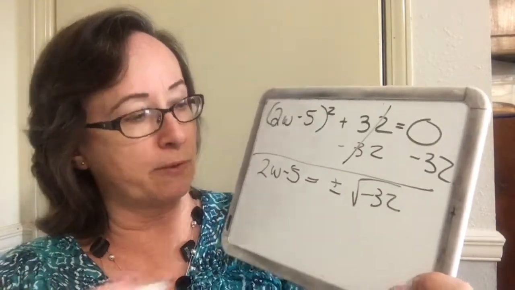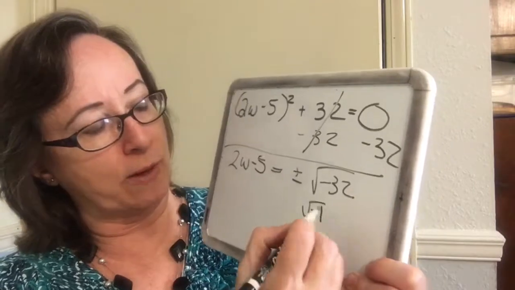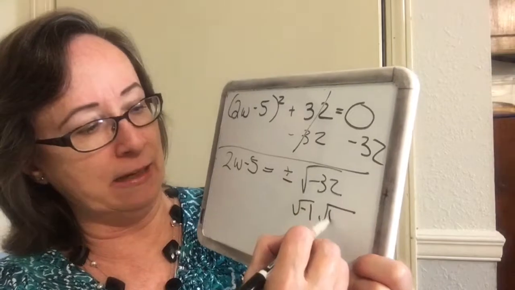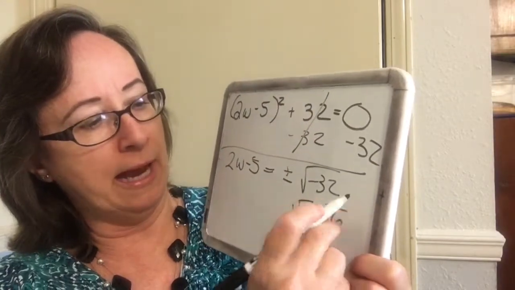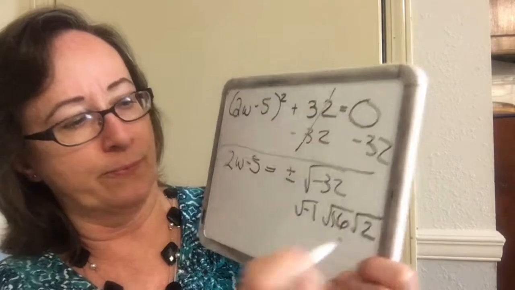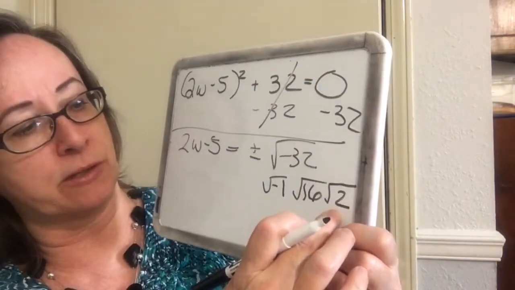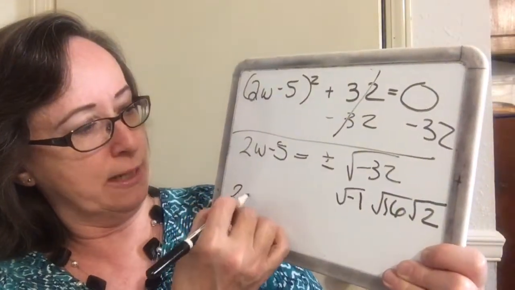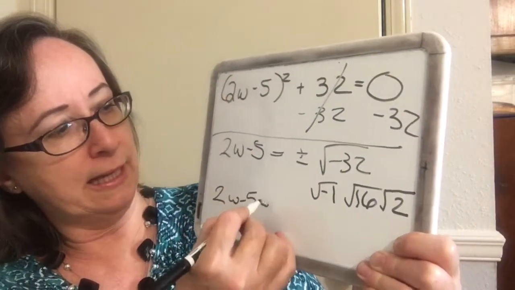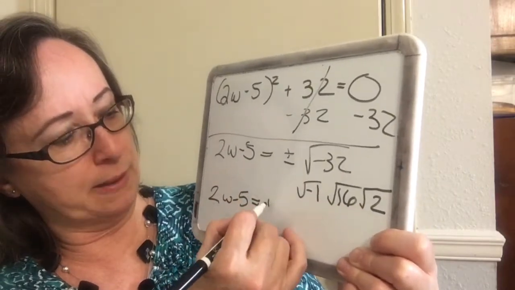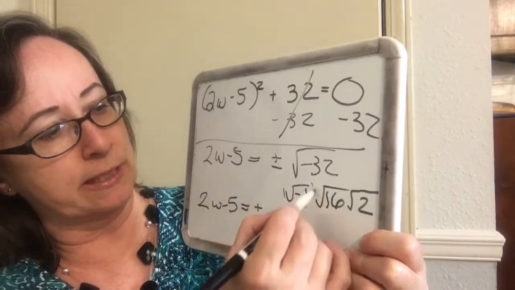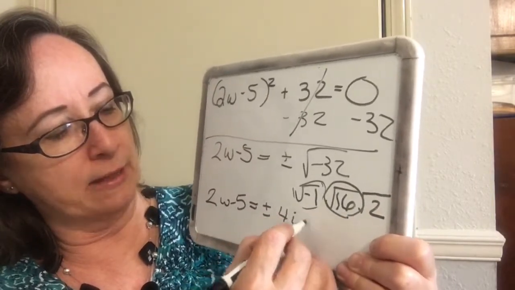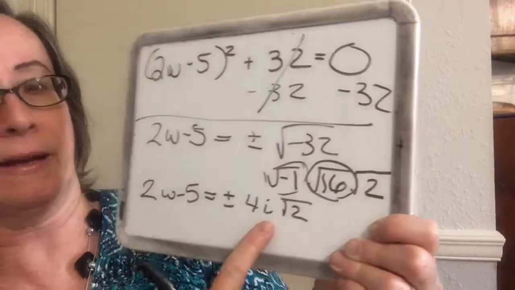Now, 32 is not a perfect square. We're going to break this into a -1. We're going to break this one into a 16, which is in 32, and a 2. Okay, so 16 times 2 is 32, times the -1, plus or minus, so we end up with 2w - 5 equals plus or minus. This one turns into an i, this one turns into a 4, so 4i square root of 2. The 2 does not come out of the radical.